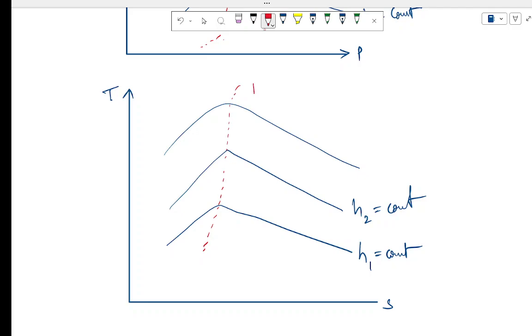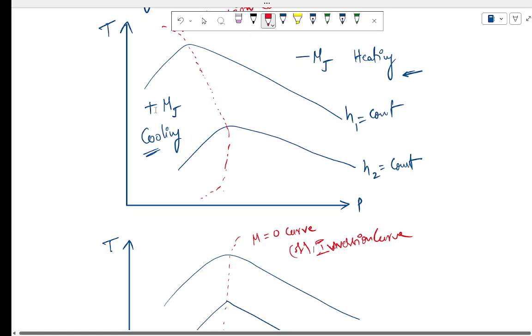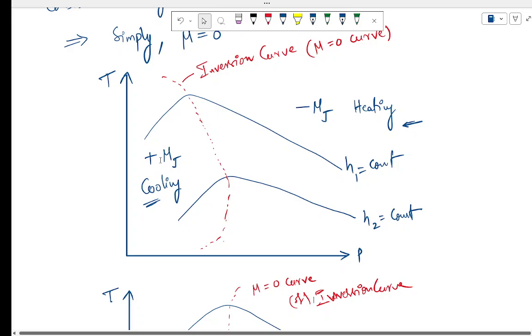This red color curve is nothing but the mu equal to 0 curve, or simply the inversion curve you can call it. So that's how the inversion curve will be. And towards the left of the inversion curve, I'll get a cooling effect. To the right of it, I'll get the heating effect. And this side you have a positive relation, and this side you have an inverse relation, that is minus. So that's the use of your Joule-Thomson coefficient.